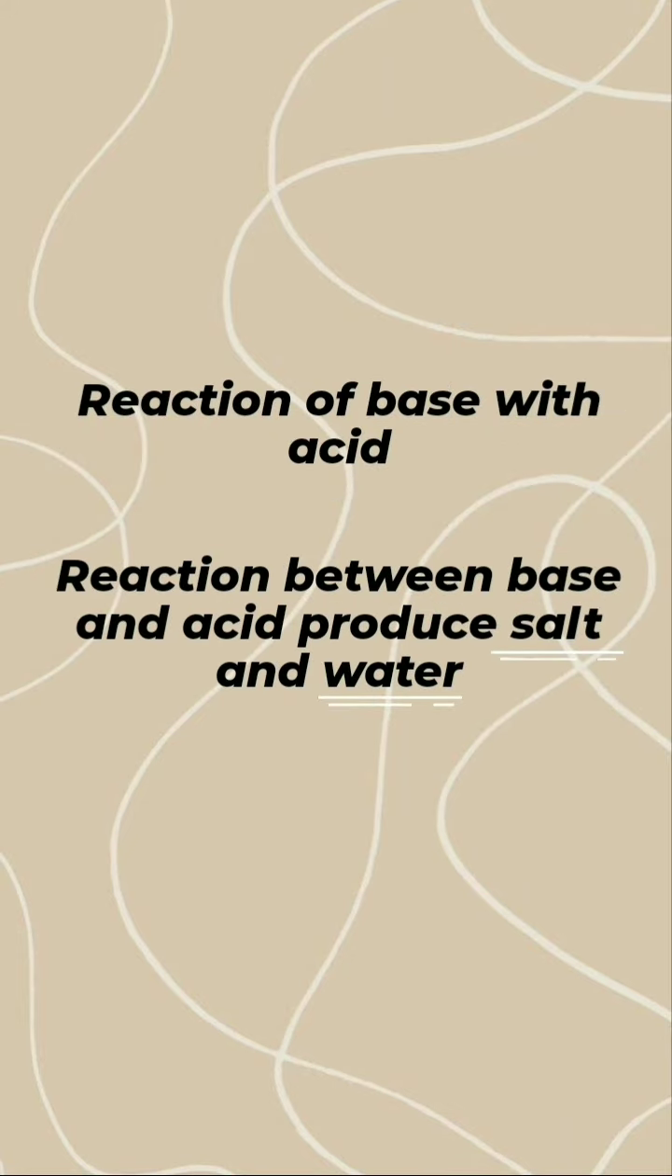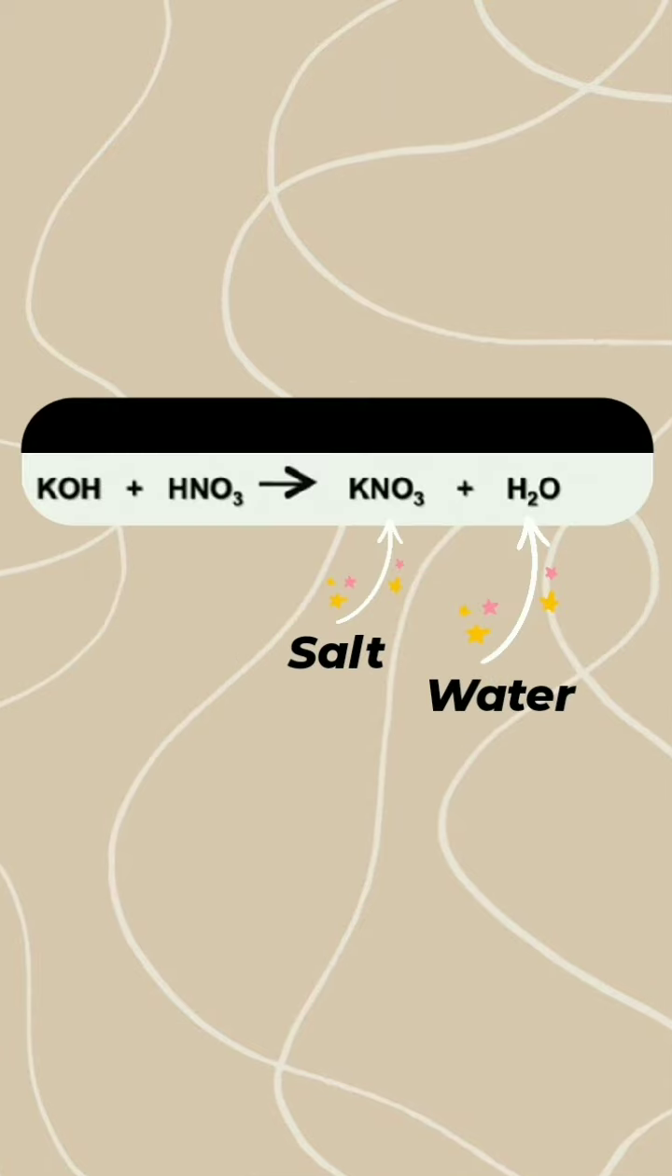For base, the first one is the reaction of base with acid. The reaction between base and acid will produce salt and water. For example, the reaction between potassium hydroxide and nitric acid.